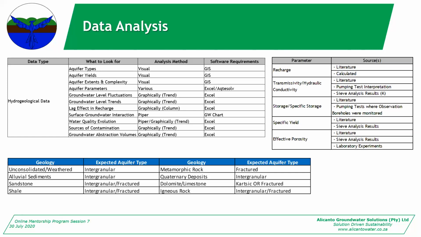Storage or specific storage, we typically get this from literature, or where you've got an observation borehole during your pumping test, which is a borehole that you're not abstracting from. So it's like a neighboring borehole or something. That's how you can get your storage values. Specific yield, also typically from literature, but you can get it from a sieve analysis. Effective porosity as well. Typically we get it from literature, but you can get it from a sieve analysis or a laboratory experiment.